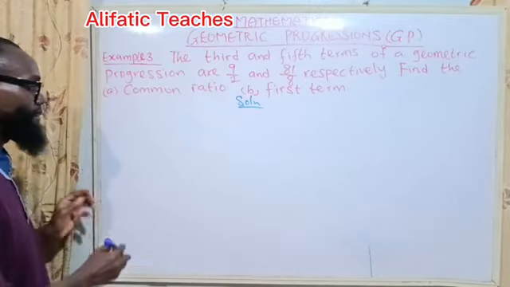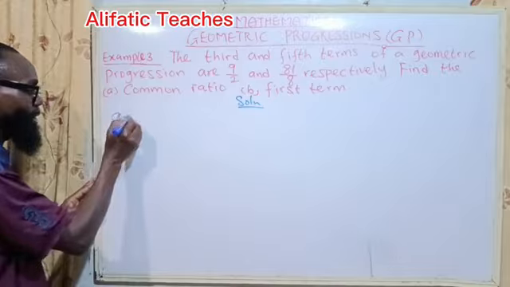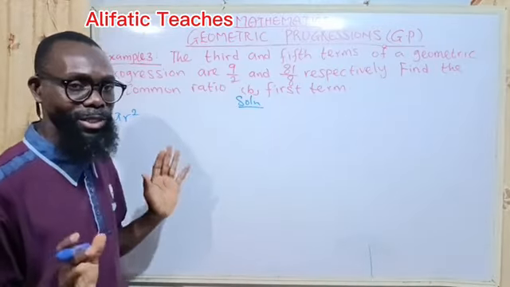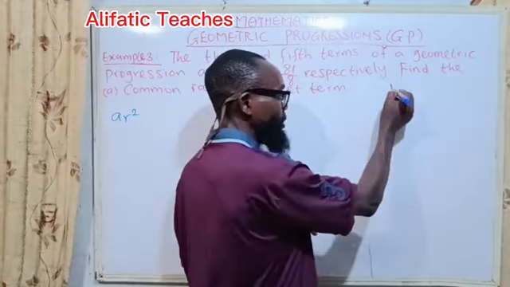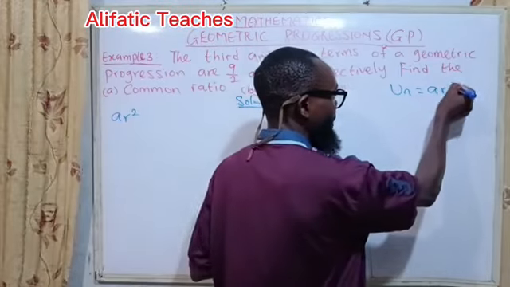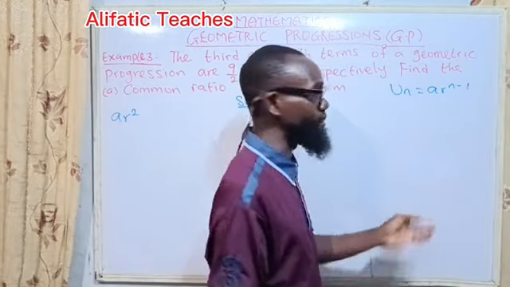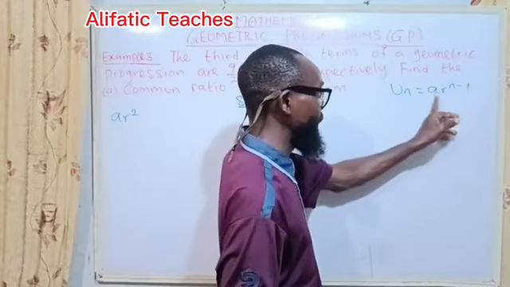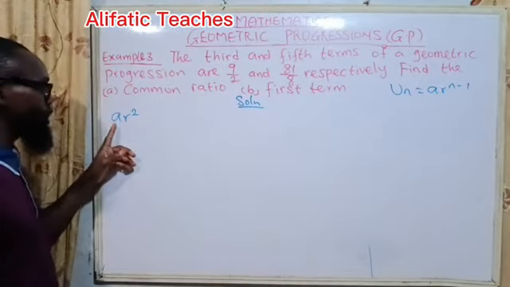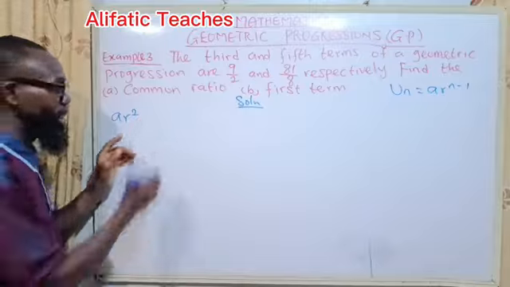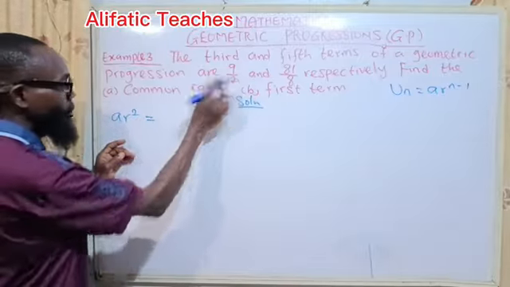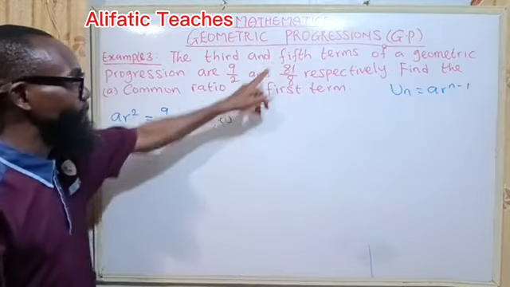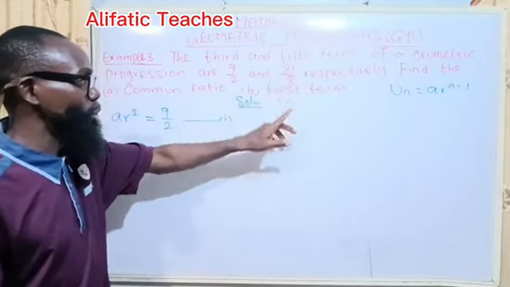What is the third term? The third term is AR raised to power 2. This is not about cramming. You don't need to cram it, once you know your formula, Un equals AR raised to power n minus 1. So the third term means if I put 3 here, 3 minus 1 gives me 2. So AR raised to power 2. Which means the third term, AR raised to power 2, equals 9 over 2. Let's see, this is our equation 1. And the fifth term equals 81 over 8.